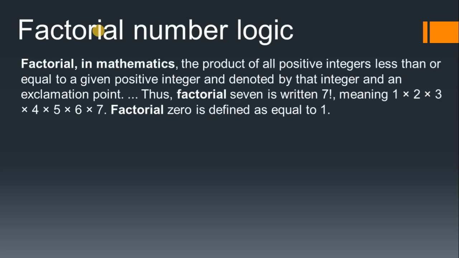So let's see. Factorial in mathematics is the product of all positive integers less than or equal to a given positive integer, and it is denoted by that integer followed by an exclamation point. Suppose 7 factorial, it is written as 1 into 2 into 3 up to 7. It starts with 1 and goes up to the number itself. And 0 factorial is defined as equal to 1.